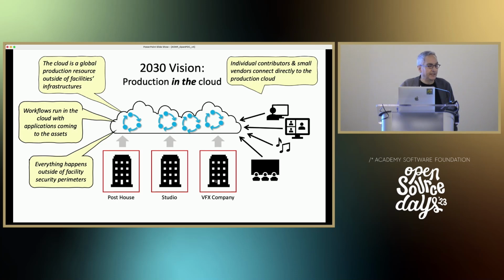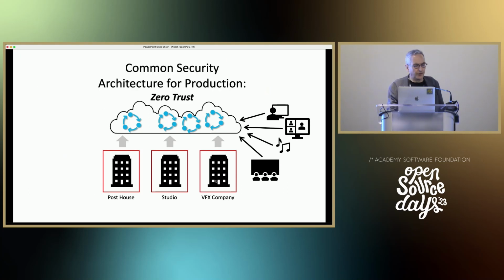We also have in this new world a lot of individuals coming in, freelancers, maybe infrastructure-less post houses that will also be leveraging some of this cloud infrastructure. And so the perimeter model just really doesn't work there anymore. And so we think there's a need to move to a zero trust model. It's a security approach that's being used very widely in enterprise because it prevents breaches from spreading.